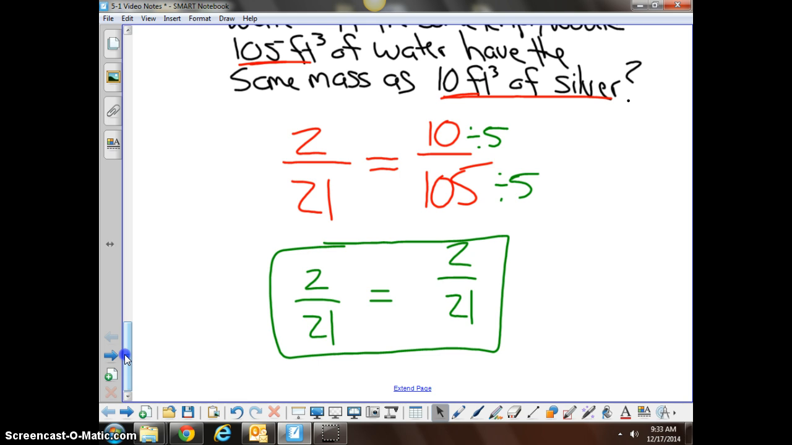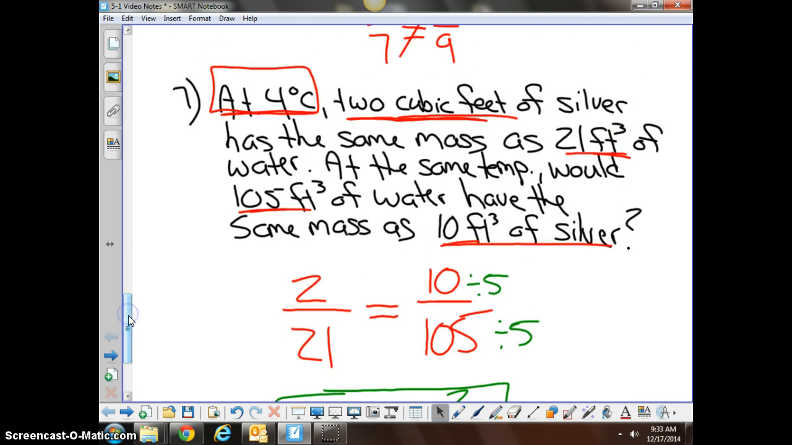They're the exact same. So in this case, 2 cubic feet of silver would be the exact same as 21 cubic feet of water at 4 degrees Celsius, as 10 cubic feet of silver would be the same as 105 cubic feet of water at 4 degrees Celsius. So the answer is yes, they would have the same mass.